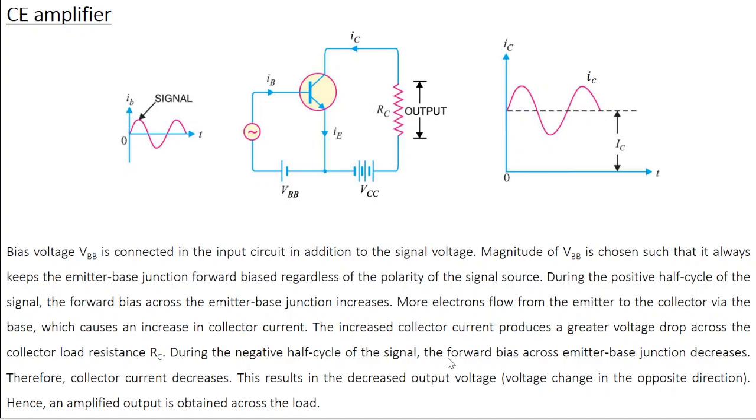And during the negative half cycle of the signal, the forward bias across the emitter base junction decreases because now the signal is acting against VBB. So the forward bias decreases. As a result, the collector current decreases. This results in a decreased output voltage. In other words, the voltage changes in the opposite direction. Thus, in both half cycles, you are going to get an amplified output across the load resistance RC.